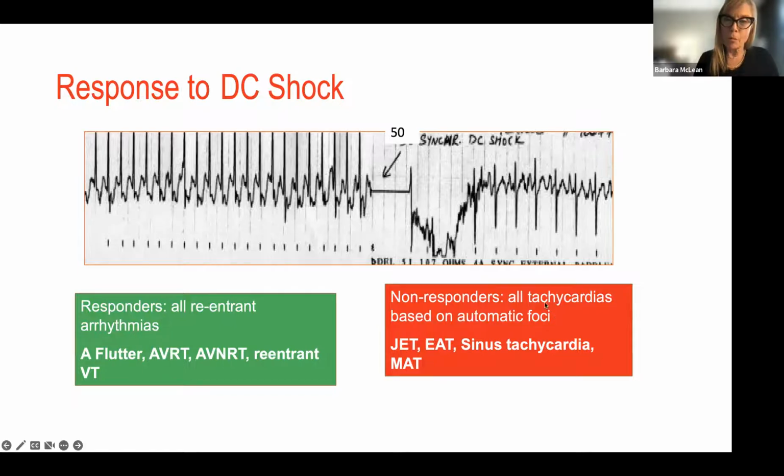Now, you're not going to cardiovert somebody with sinus tachycardia, but you might not have been able to see that they had a P wave. So what does that mean? Look at the 50 sweep speed first before you make any decisions, okay? Remember, junctional ectopic tachycardia, multifocal atrial tachycardia, ectopic atrial tachycardia, single focus, one place in the atria, and profound sinus tachycardia, not going to respond to cardioversion. So really, really important.